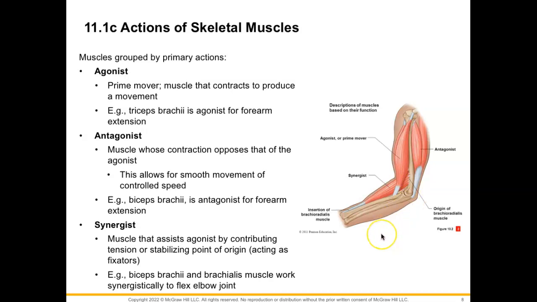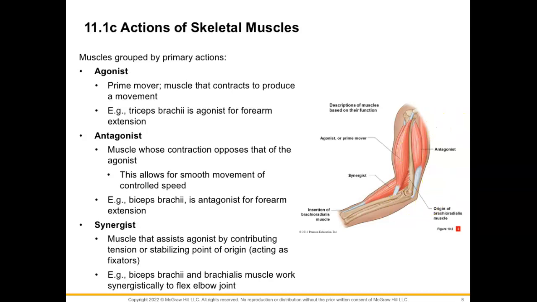Whereas the antagonist is going to be a muscle that opposes the agonist. So in our first example, we had the biceps brachii that flex the forearm at the elbow. So the antagonist to that would be our triceps brachii, because it would undo the flexion of the elbow, right? By having this antagonist-agonist relationship, we are able to have smooth movements of controlled speed.